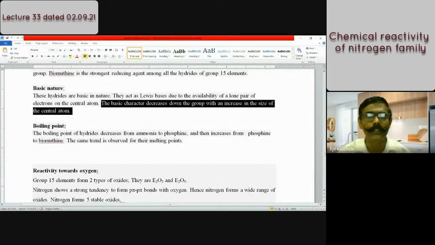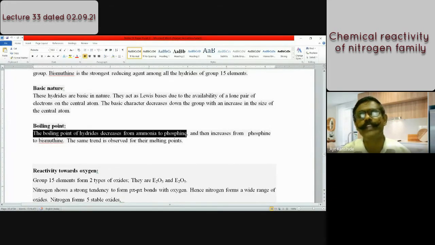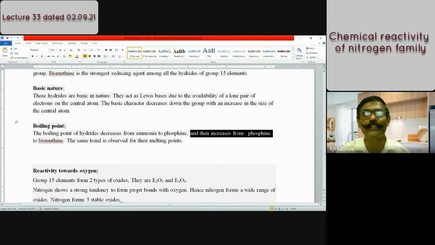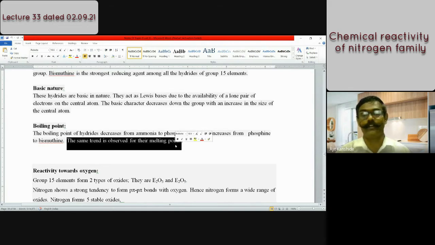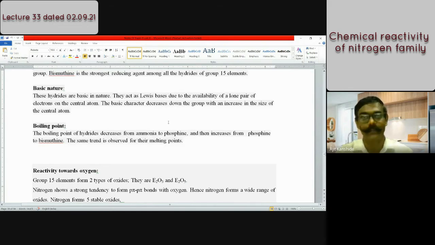Now see boiling point. The boiling point of hydrides decreases from ammonia to phosphine, and then increases from phosphine to bismuthine. The trend is not regular. The same trend is observed for their melting points. Whatever the reality is, that is explained. Now I will discuss why such a thing may be possible. If I come from nitrogen to phosphorus, that is ammonia to phosphine, there is a decrease in the melting point or boiling point. But if I start from phosphine and go down, I find an increase in the physical constant. Now the question arises why it is so.